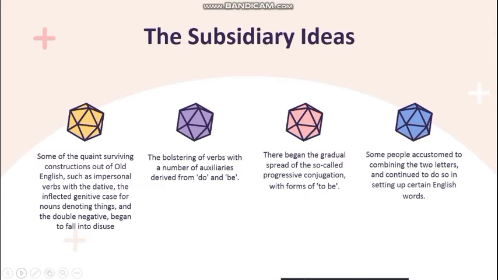The first is some quaint surviving constructions out of Old English, such as the impersonal verb with a dative, the inflected genitive case for nouns denoting things, and the double negative began to fall into disuse.